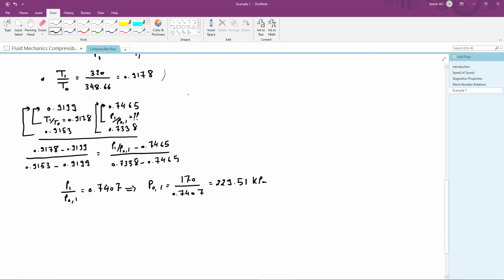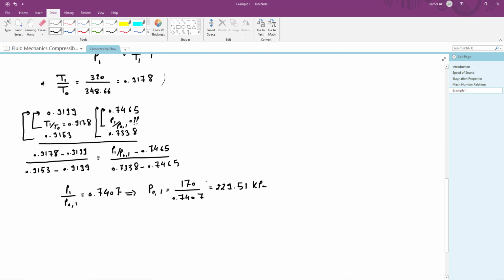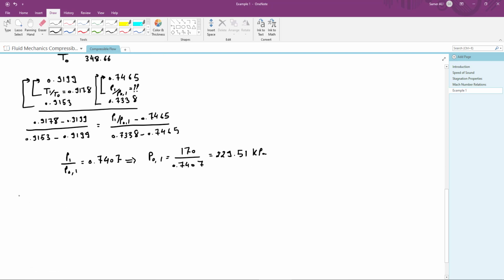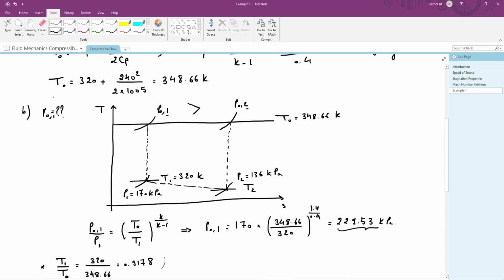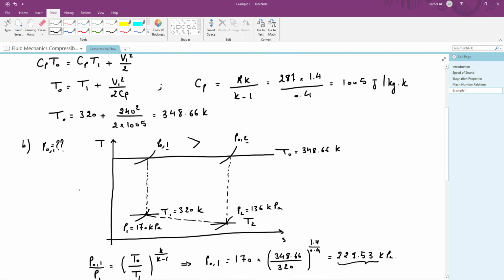So you can use any method that you like. Here I'm showing you every way you can use to find the stagnation pressure P01. You may be comfortable using the equation, or you may prefer to use the table. So these are the two ways to find the stagnation pressure. Now in part C, we need to find the stagnation density ρ naught.